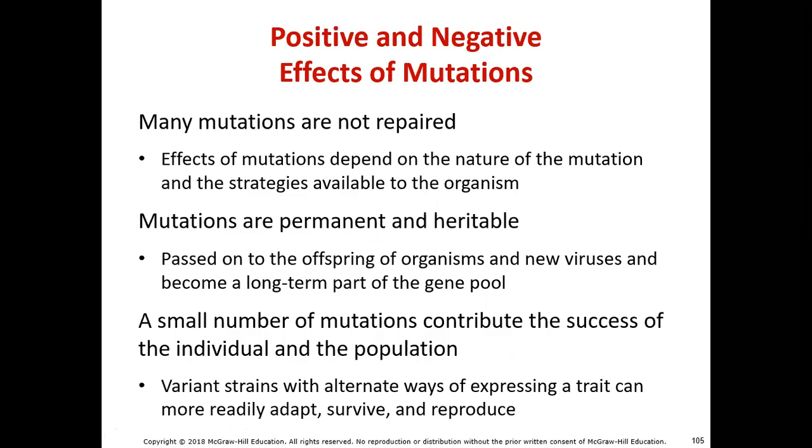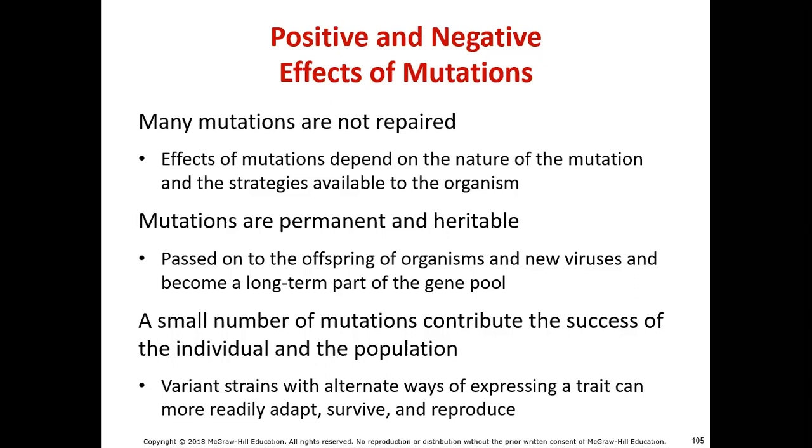Mutations are permanent, they're heritable, they're passed on to the offspring of organisms and new viruses, as we've seen already with the COVID virus. First of all, it's an RNA virus. RNA mutates very easily. And there's a whole bunch of new variants of the COVID virus. There are obviously millions of people getting infected, and each person's getting infected with millions of virus particles. So statistically, you're just going to keep having mutations.